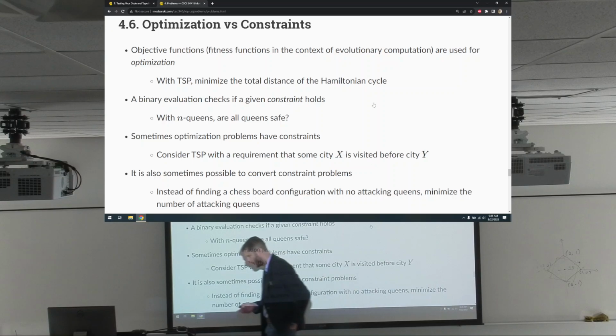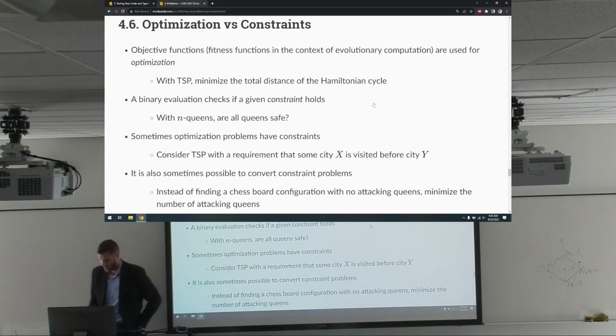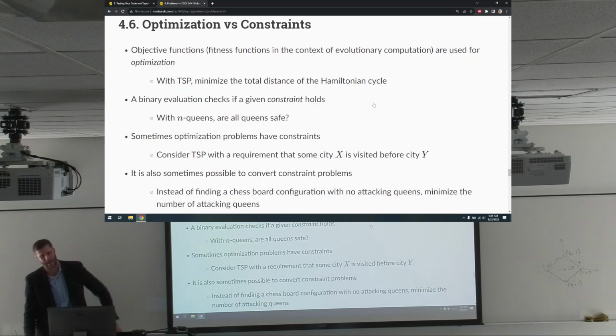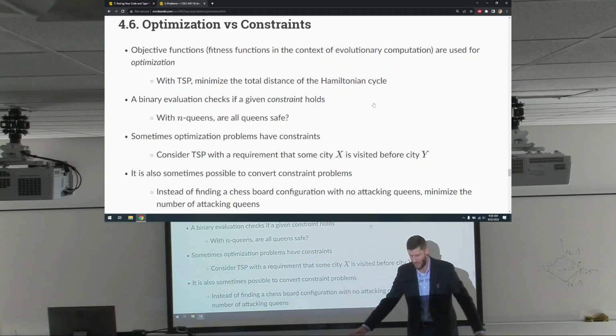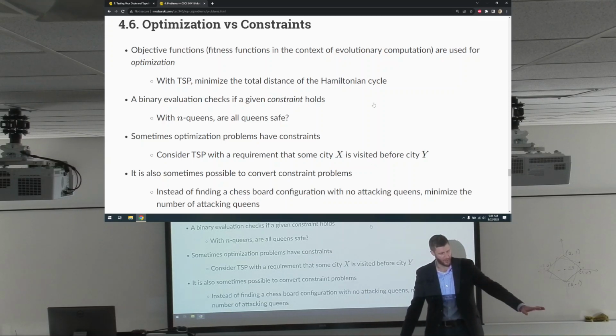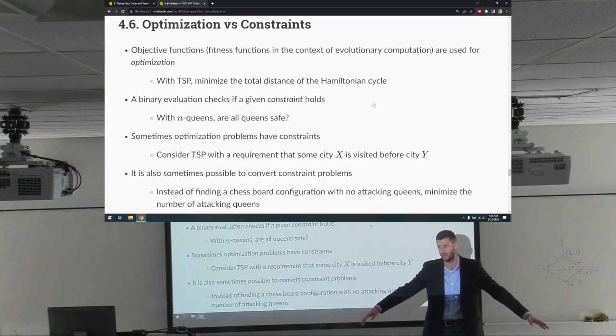We can modify n queens to be an optimization problem. Instead of looking for a valid solution, we could say, start by looking for solutions that have fewer conflicts, fewer attacking queens. If there are fewer attacking queens, that's better. We want to make our way towards 0. And that actually gives us a gradient. If I'm in my search space, and I have a solution that has 4 conflicts and a solution that has 2 conflicts, 2 is better.